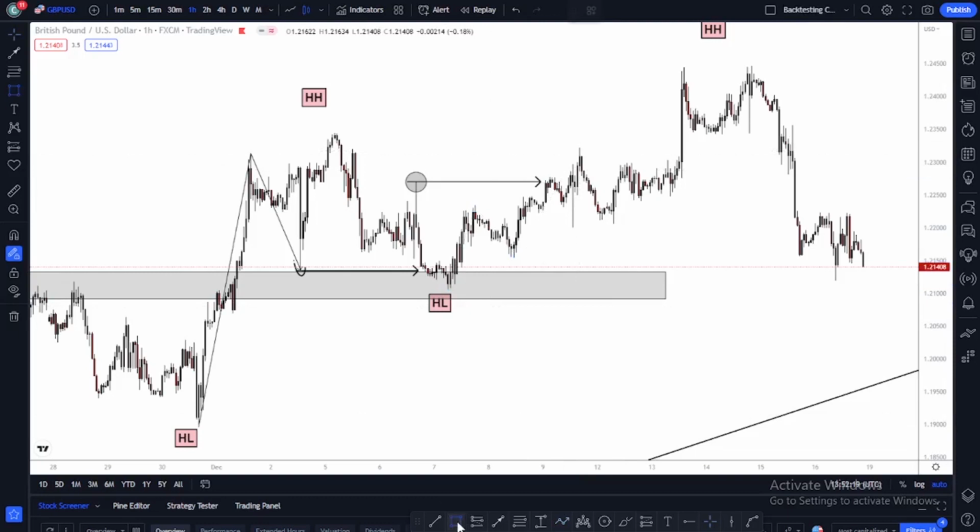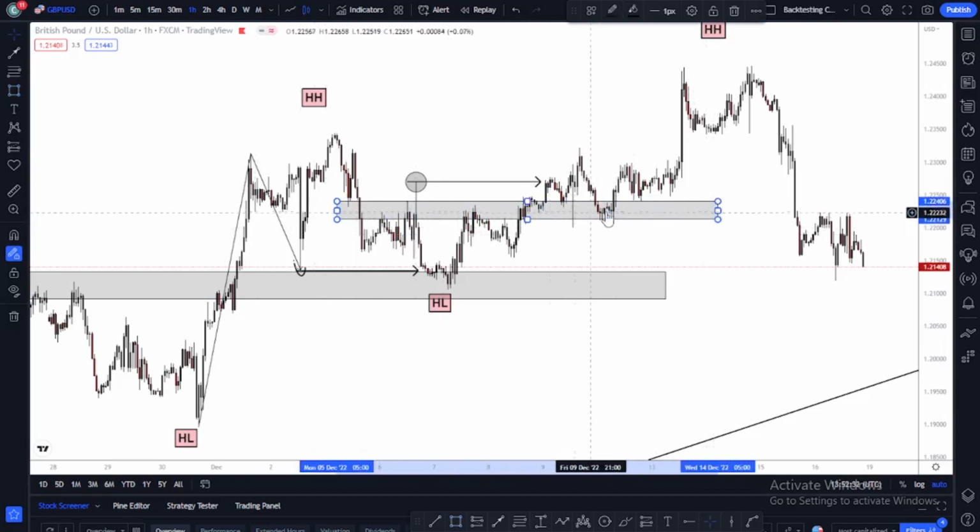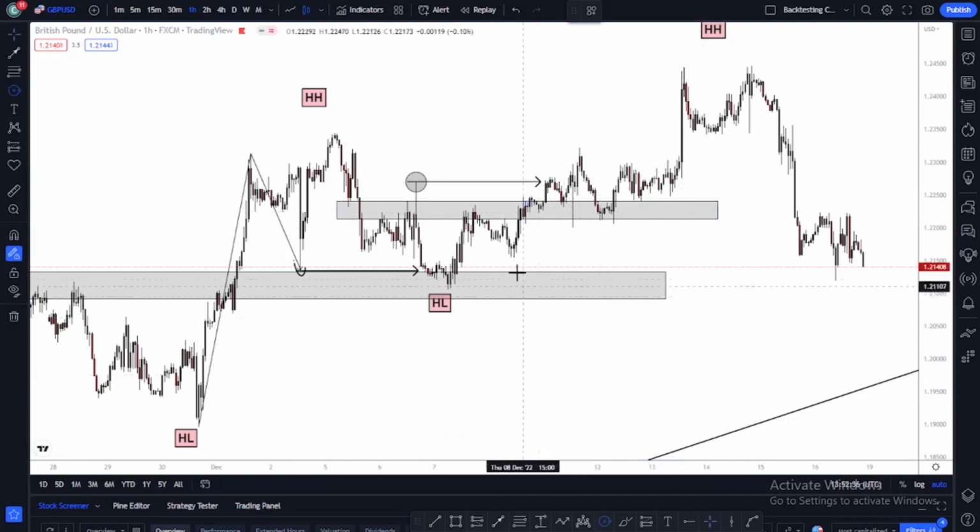I came back to my rectangle tool and marked this zone as my new resistance. So this becomes our new higher low, and this becomes our new higher high.